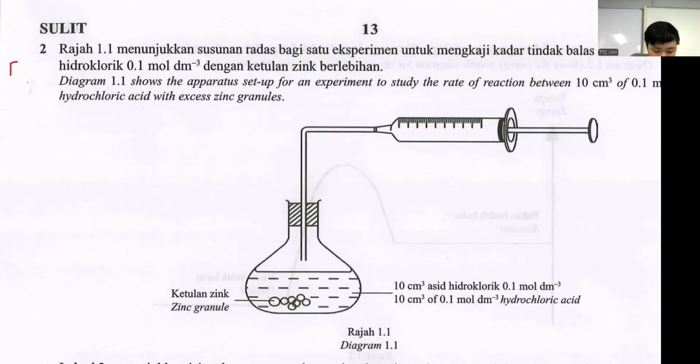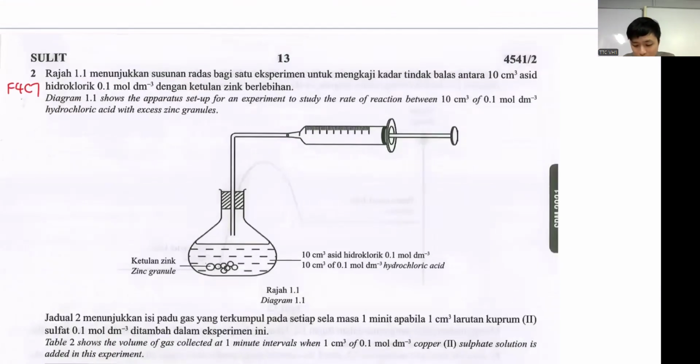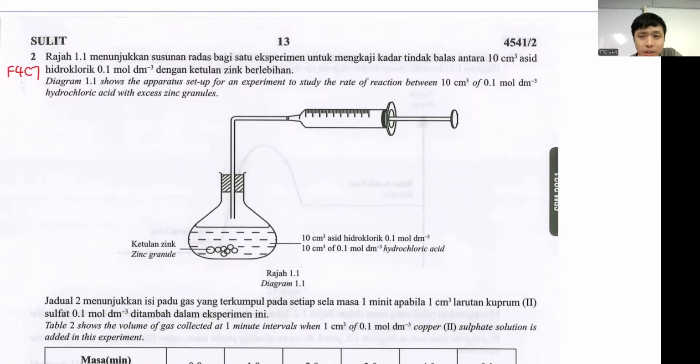Form 4, Chapter 7. Okay, diagram 1.1 shows the apparatus setup for an experiment to study the rate of reaction between. Now, this one always comes out in SPM. Doesn't matter with what. Normally it's acid plus metal. You've got 4 experiments, right? So the most common is acid plus metal. Sometimes it's acid plus metal carbonate.